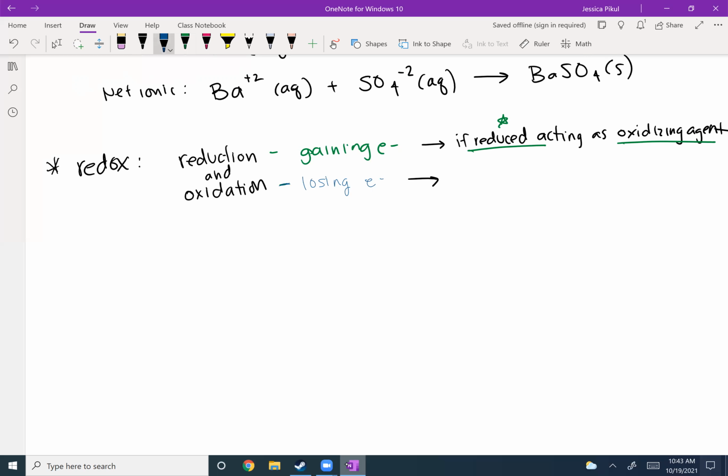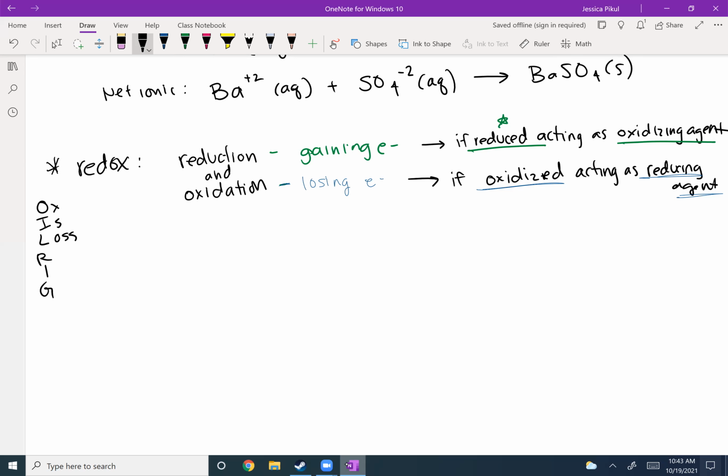And then for oxidation, if something is oxidized, it's acting as a reducing agent. So something that loses electrons forces something else to gain electrons. So it acts as a thing that forces reduction. And that's where those terms come from. There are a couple ways to remember these. I always forget them, and I will honestly say I write it on my hand if I'm really desperate. But there's OIL RIG. So oxidation is loss, reduction is gain, and it's referring to electrons. So that's one way to remember it.